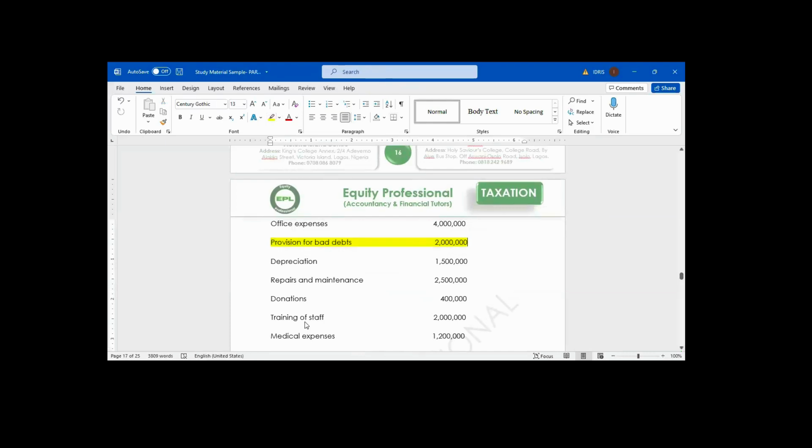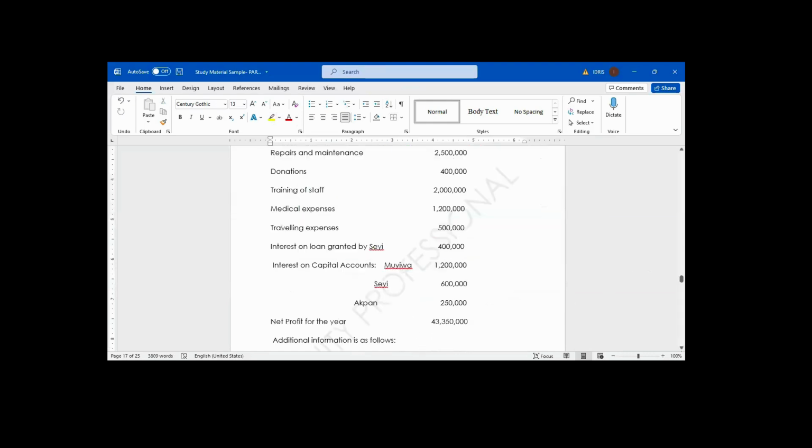Depreciation, allow or disallow? Disallowed. Repair and maintenance, allow or disallow? It is allowed, but let's check the additional information because there is a repair of the father-in-law's something.